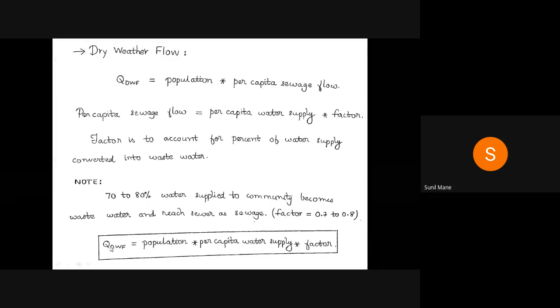Whenever we are concerned with the dry weather flow calculation, it would be equal to population multiplied by per capita water supply multiplied by the factor. This is the formula for calculation of dry weather flow, and this would be the quantity of dry weather flow.